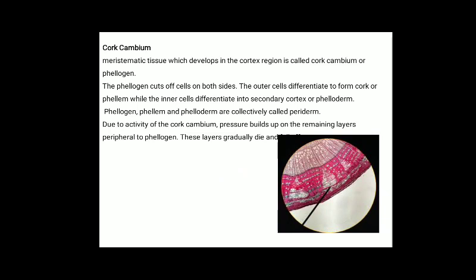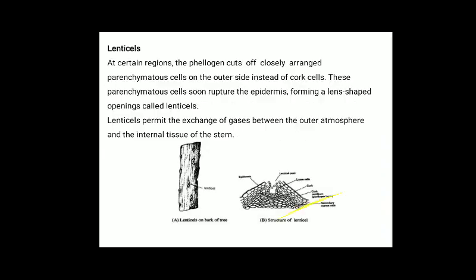Then cork cambium, a meristematic tissue which develops in the cortex region, called cork cambium or phellogen. The phellogen cuts off cells on both sides. The outer cells differentiate to form cork or phellem, whereas the inner cells differentiate to form secondary cortex or phelloderm. Phellogen, phellem and phelloderm are collectively called periderm.